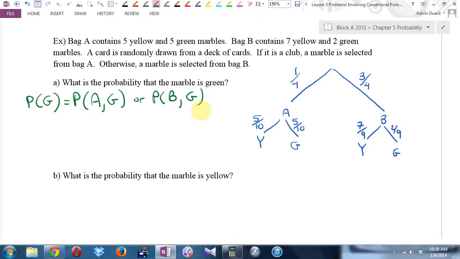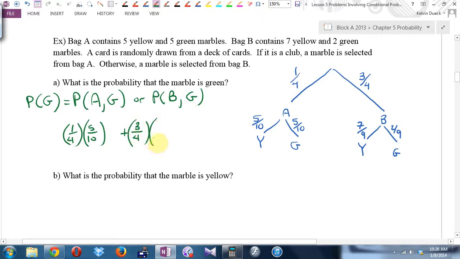What does OR mean? See, again, I find it much easier to say, hey, the two branches that I want are those to multiply down, add across. But can you see that's what this is saying? Multiply down, or add, multiply down. It's going to be what? Bag A, 5/10, or bag B, 2/9.